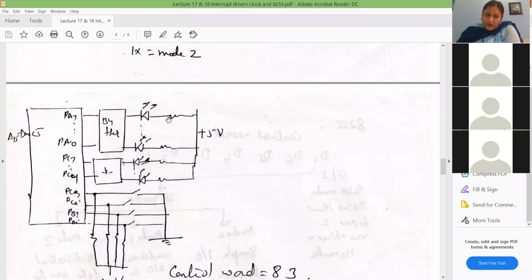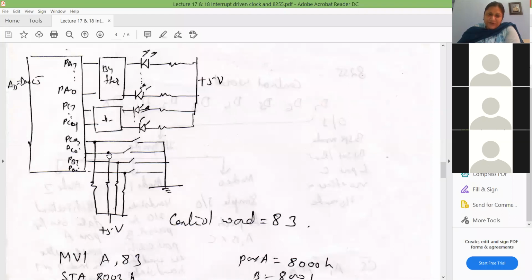To glow this particular LED, all anodes are connected to 5 volt. So what should be there on the port pin? 0. Because when the cathode gets 0, and the anode is already getting plus 5 volt, only then will this LED glow. If 1 appears at this port pin, the LED will not glow. So with this hardware, to glow the LED, what should be available on the port pin? 0.